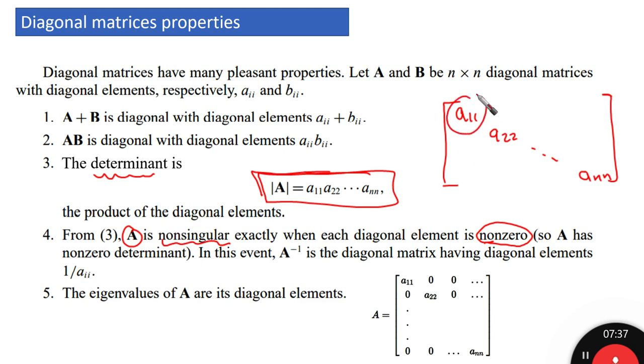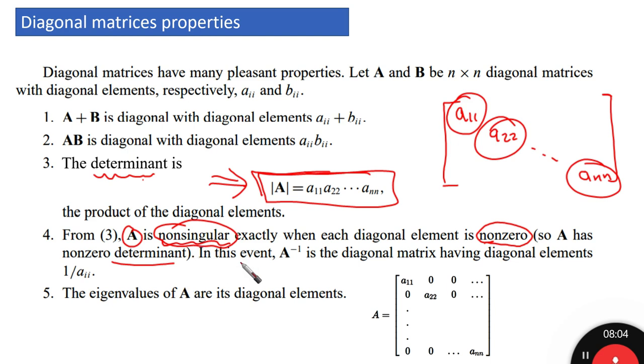So this means that it is going to be singular. But if all of them are non-zero, this means that A is non-singular, and we are going to say that A has non-zero determinant, right? So it is like a prerequisite or a condition that we have here, the determinant and the singularity, as we have explained in the previous video.